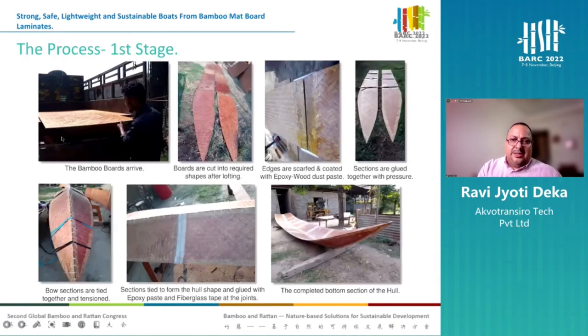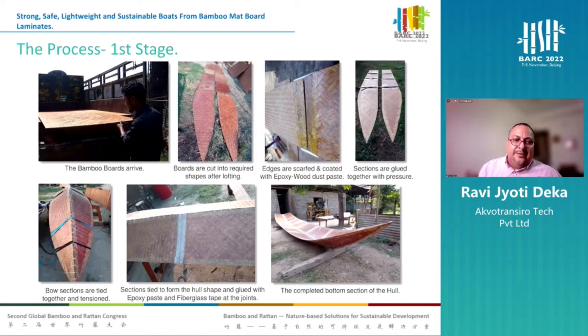So the process, I'll just explain, it's very simple. As you can see, first we have the mat boards arriving. Then the parts are cut into individual pieces because the boards come in standard sizes of 4 feet by 8 feet or 1.2 meters by 2.4 meters. Now we need very long sections. So they are joined together by a process which we call scarfing, where a wedge is cut in the side and they are pasted with a mixture of epoxy resin and bamboo dust. And they are compressed together, as you can see in the fourth photograph.